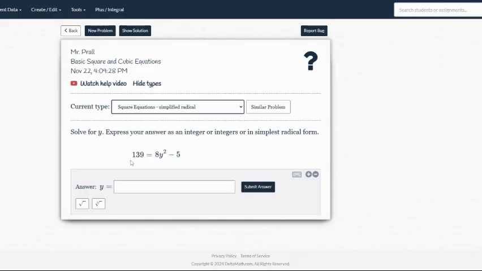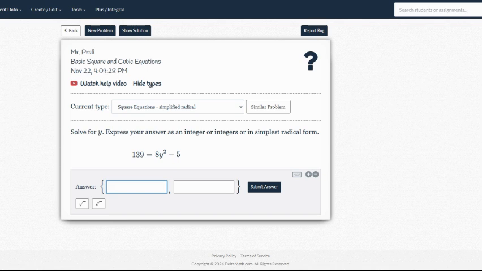All right, so we had just solved this equation, 139 equals 8y squared minus 5, and we had two answers. We had positive or negative 3 radical 2. So there's two answers to this equation, and right now in my answer spot, I only see a place for one. So what I'm going to do, I'm going to click this plus sign right here, and now it breaks it up so that I have two different answers.